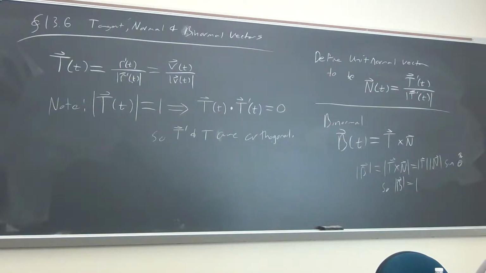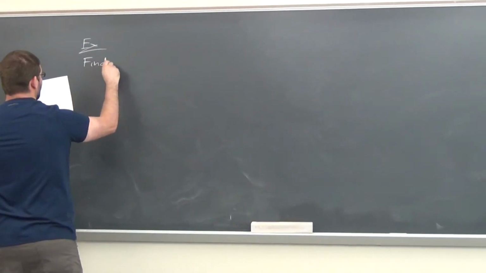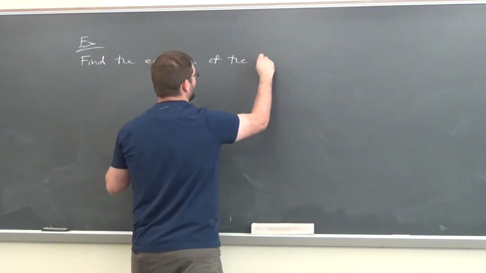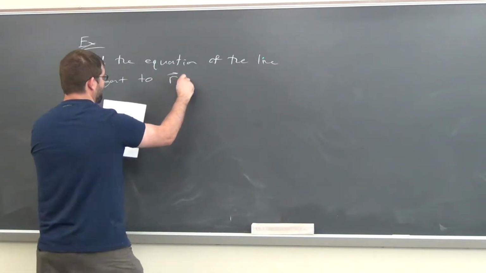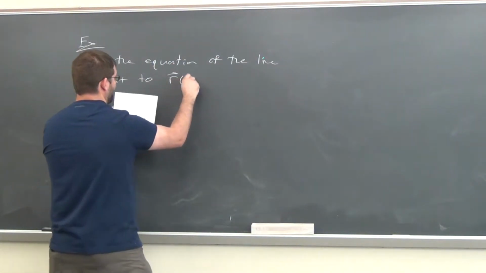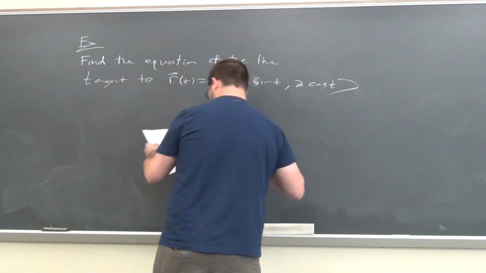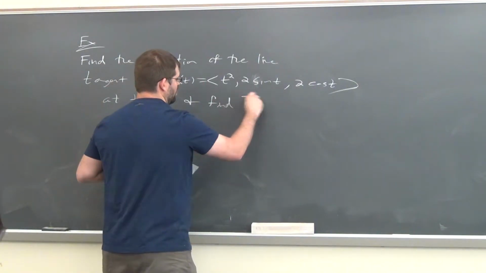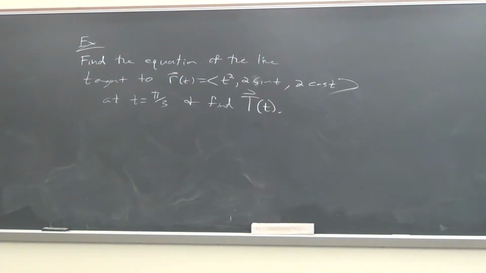All right, let's just do one example here. Find the equation of the line tangent to the curve with cosine of t at t equals pi over 3, and find the unit tangent vector. This really isn't a new problem. This could have been in a previous section.